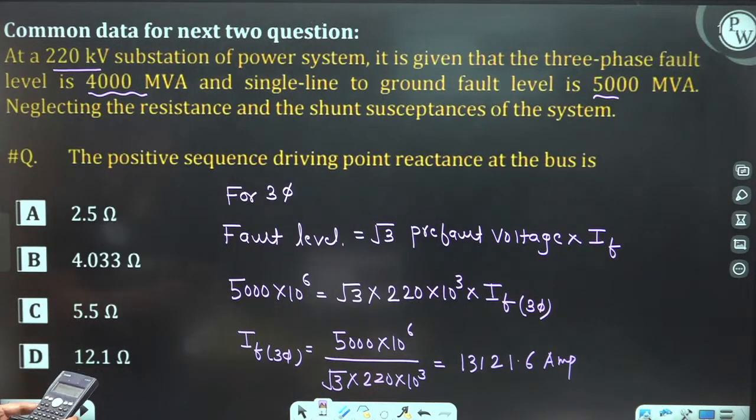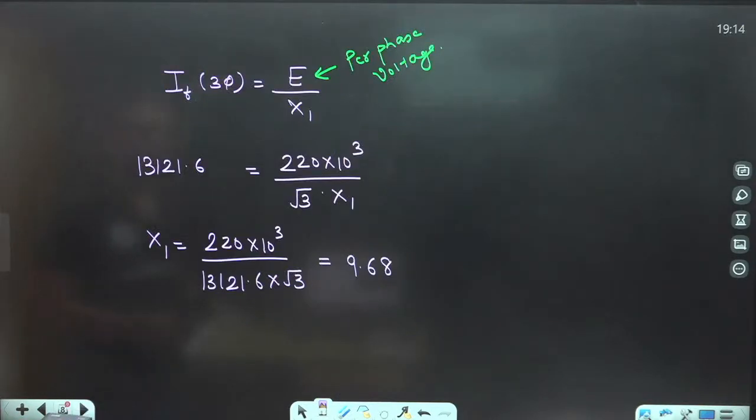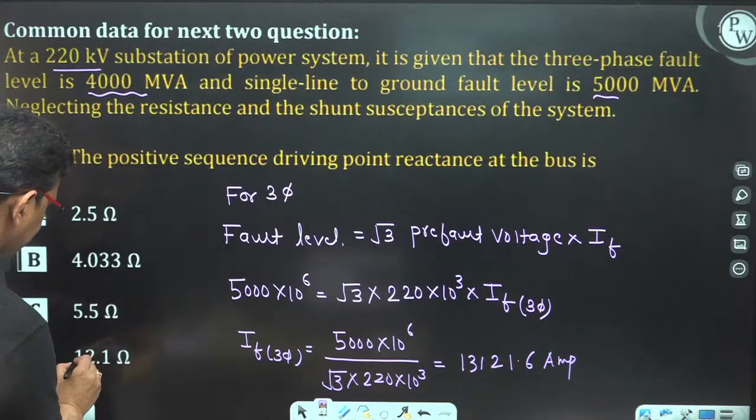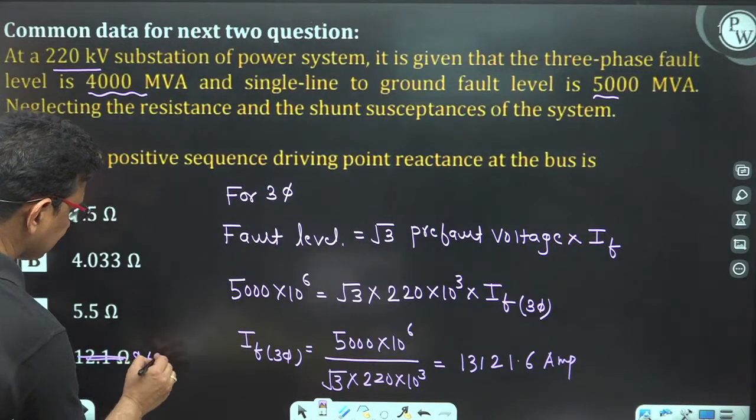5000 000 divided by 220 into root 3. This is 13121.6. 13121.6 into under root 3. Yes, it will be 9.68 ohm. So you can take this as 9.68 ohm.